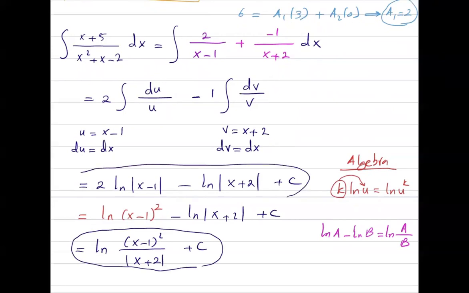Both of these answers are acceptable, everyone. So if you want to use a little bit of algebra and simplify this further, feel free to do that. Otherwise, we can leave it as it is.